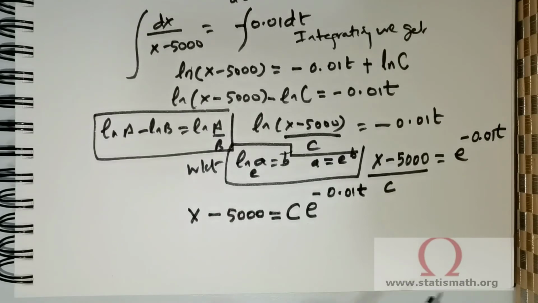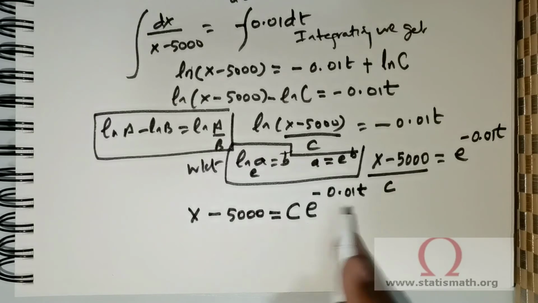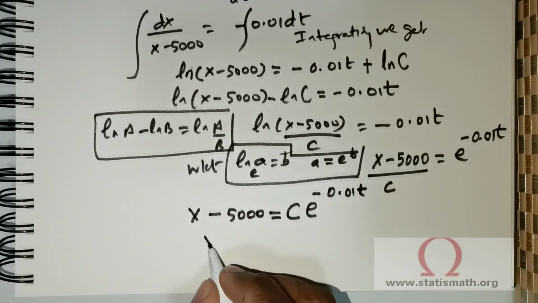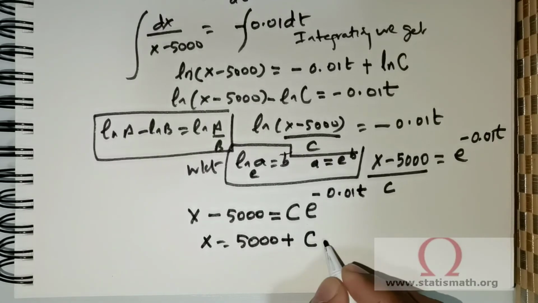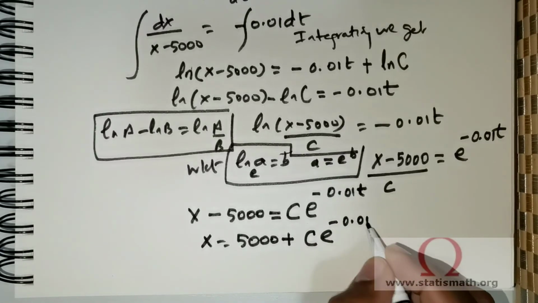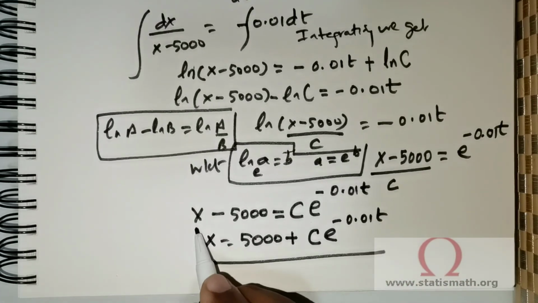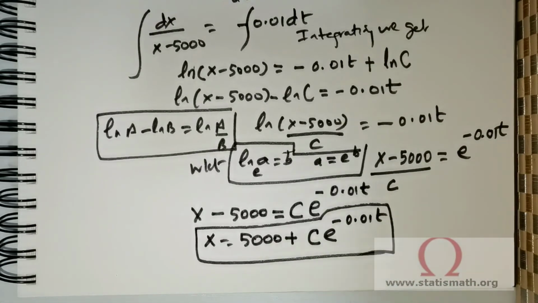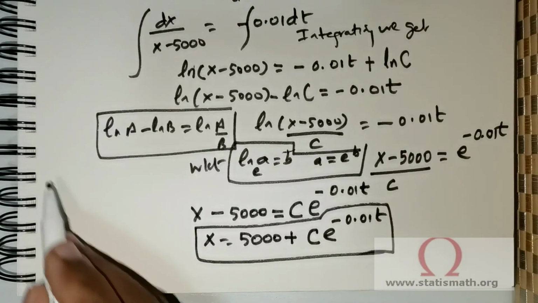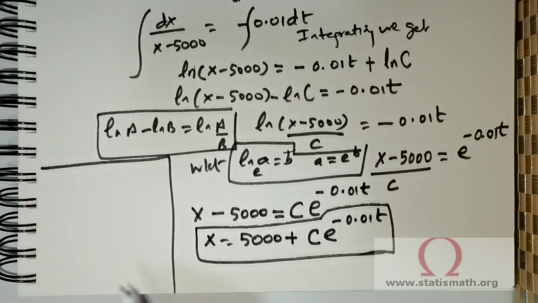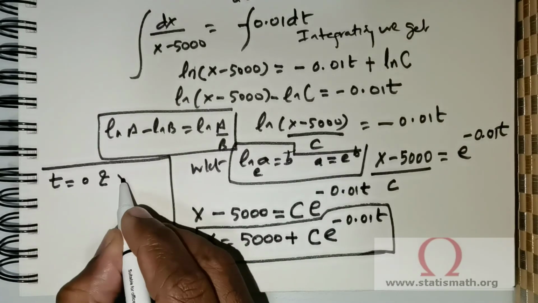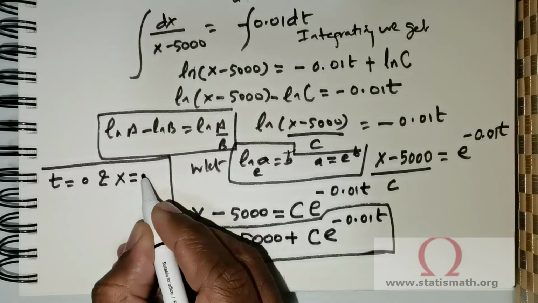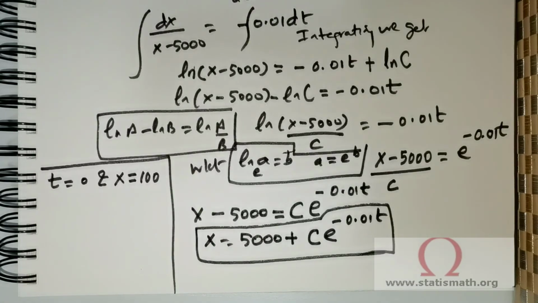Now I can simplify this further by moving the 5000 to the other side. So x is equal to 5000 plus c times e raised to the power negative 0.01 t. This is a very important equation we have got. Now the solution is complete if I can find the value of c when time t is equal to 0 and x is equal to 100. This is the only requirement we need.